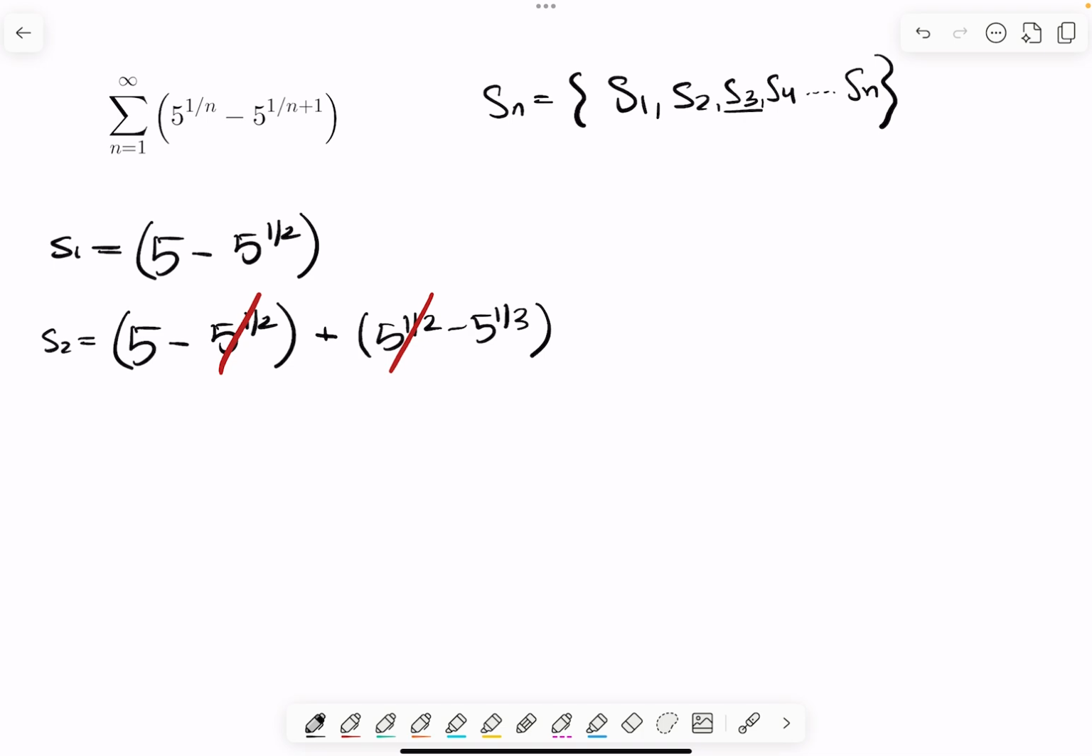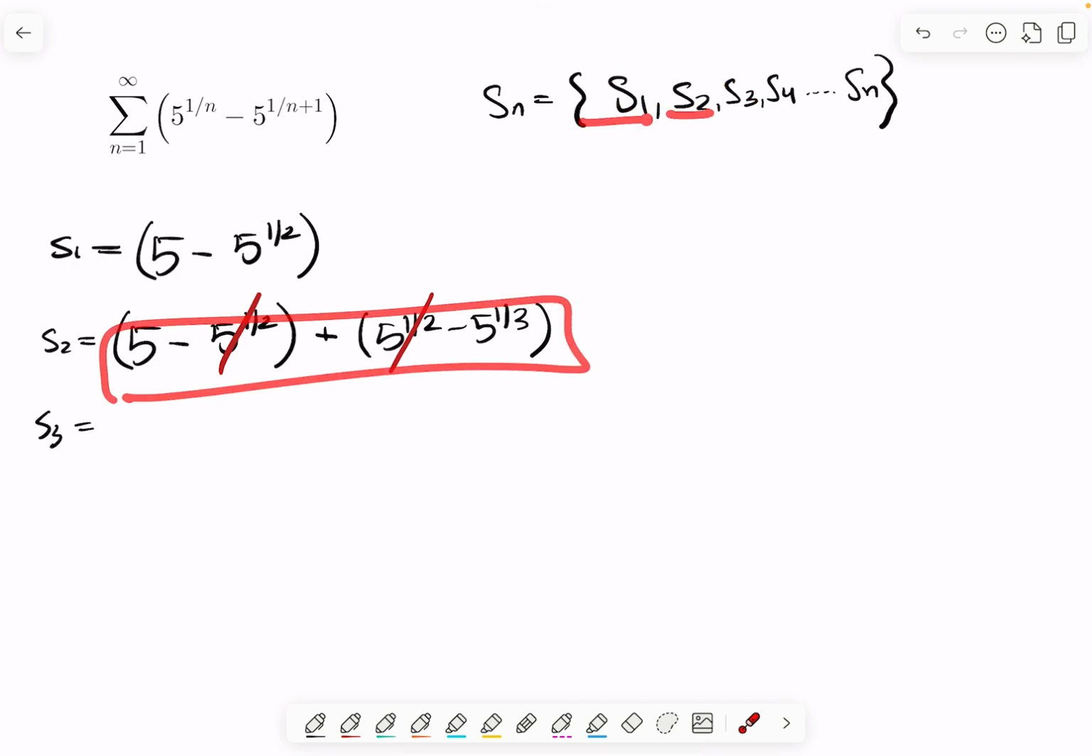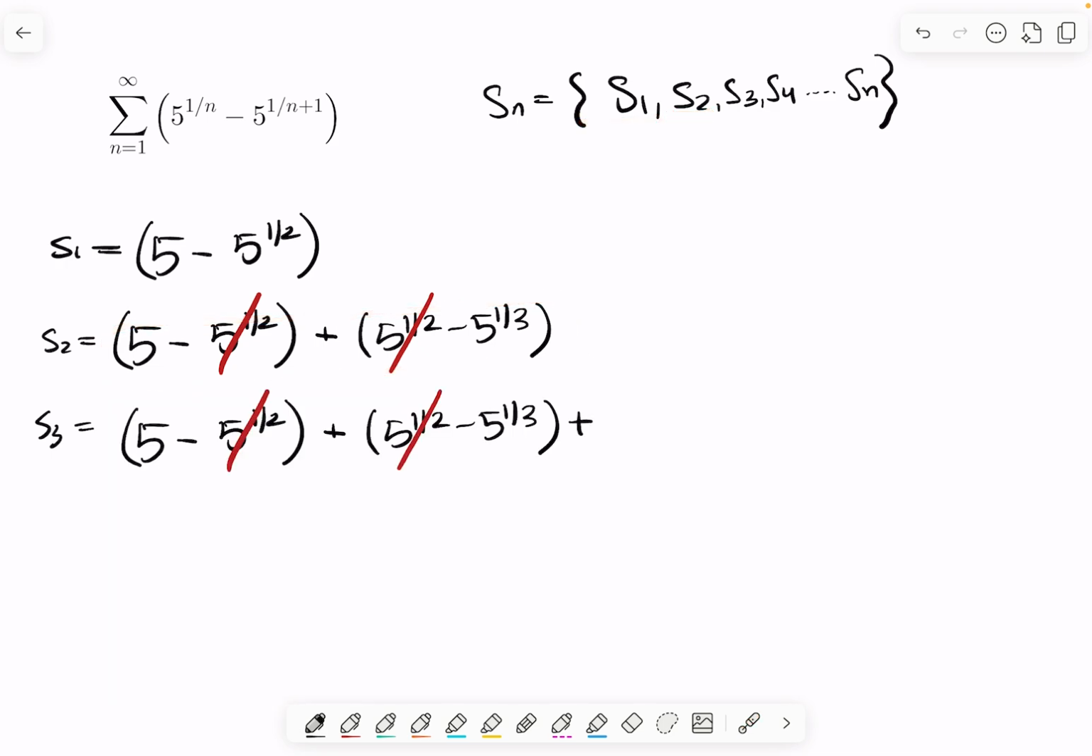So I try again. Now I'm going to do S sub 3, which is a sum up until 3. So I have to include these sums. But you can always just add the last one because the sum up until 2 includes everything before it. So when you do plus and then plug in 3, so here would be 5 to the 1/3 minus 3 here becomes a 4, 5 to the 1/4. So again, the last term cancels out with the first term, and then I see this last term canceling out with this first term, right? Because this is a negative 5 to the 1/3, this is a positive 5 to the 1/3, so they cancel out.